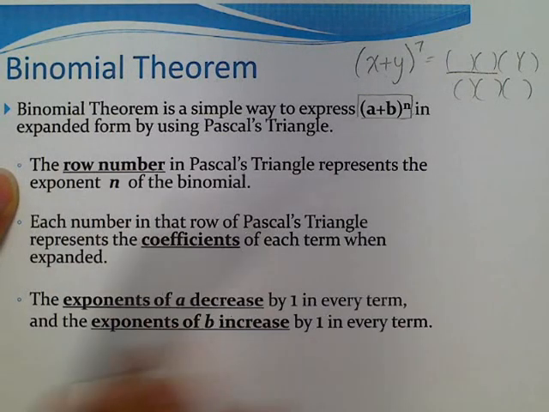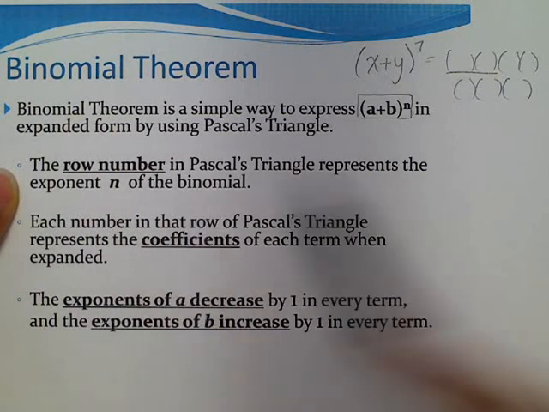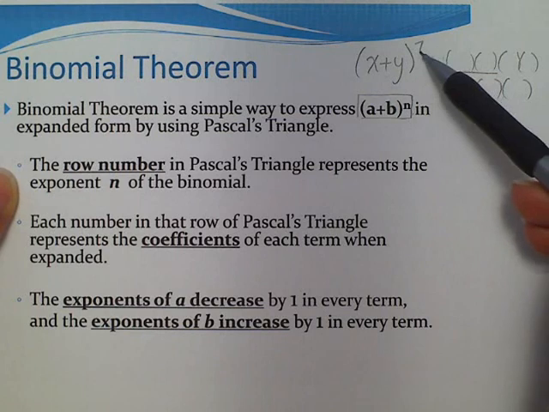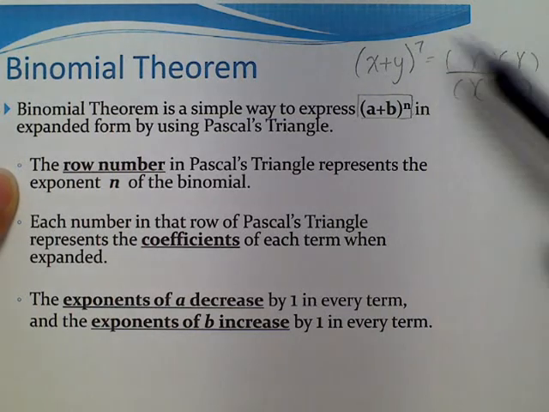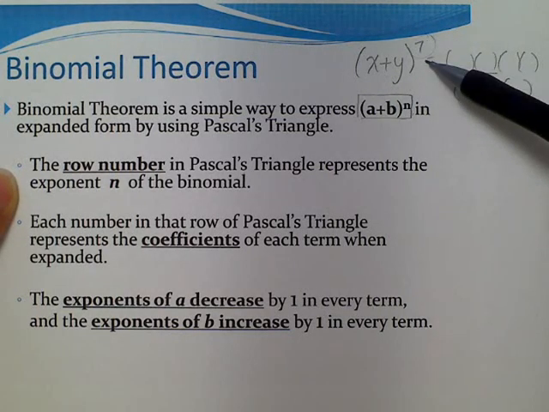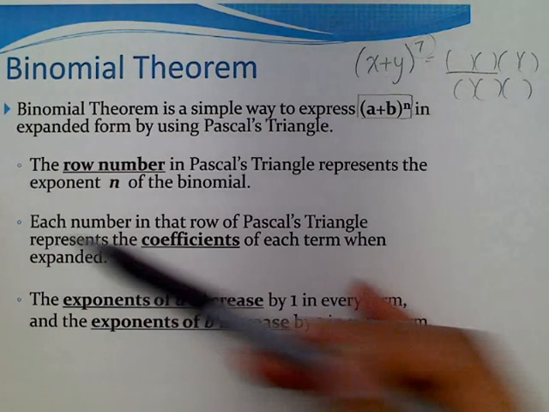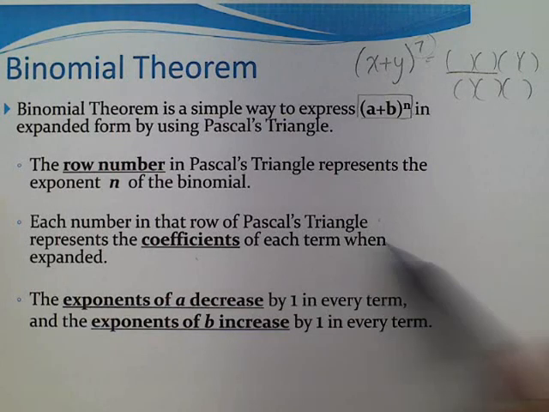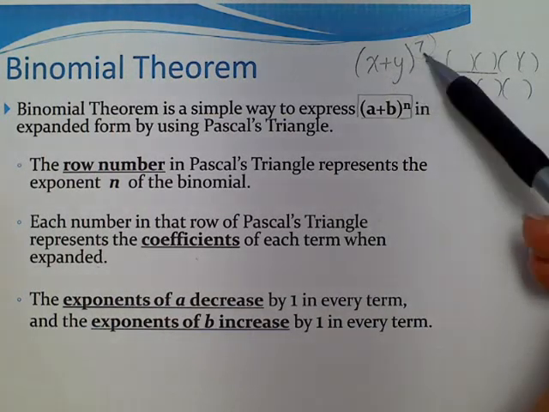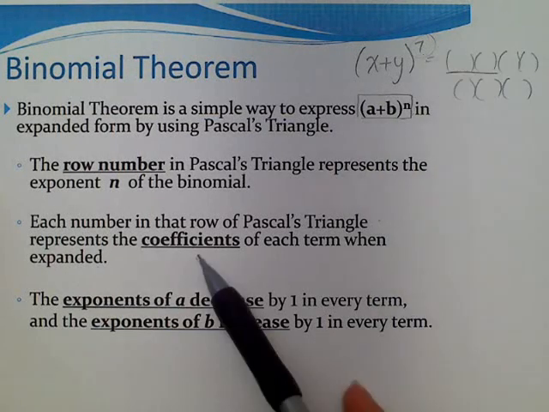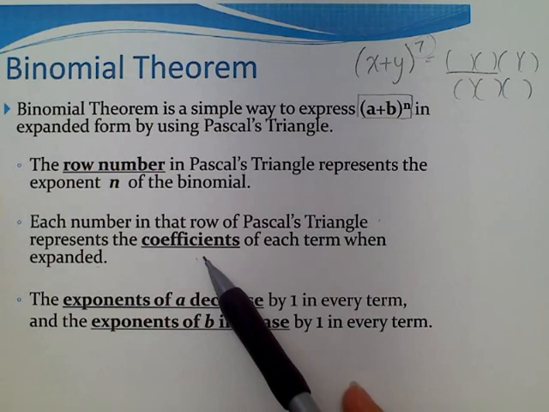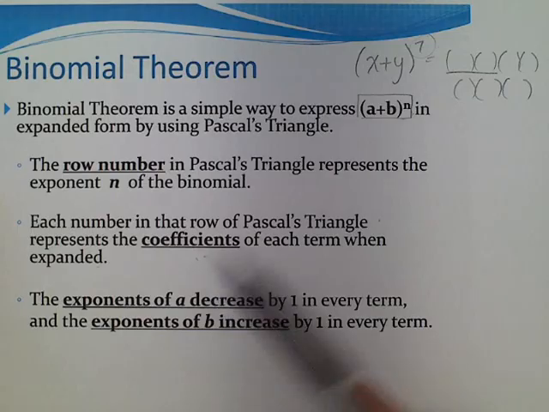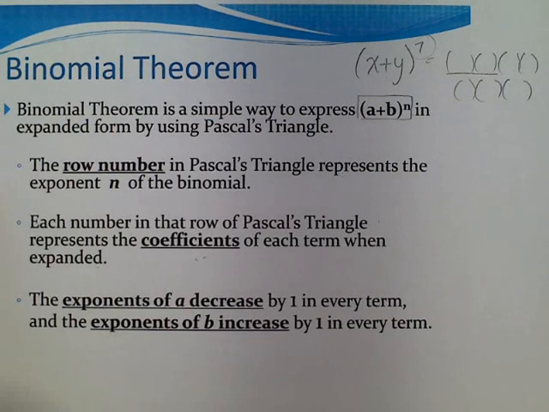So the row number in Pascal's triangle represents the exponent n of the binomial. For example, if I was looking at an exponent of 7, I would correspond this to row 7 in Pascal's triangle. Each number in that row of Pascal's triangle represents the coefficient of each term when expanded. So each of the terms in the 7th row would represent the coefficient of each term when I expand the binomial.